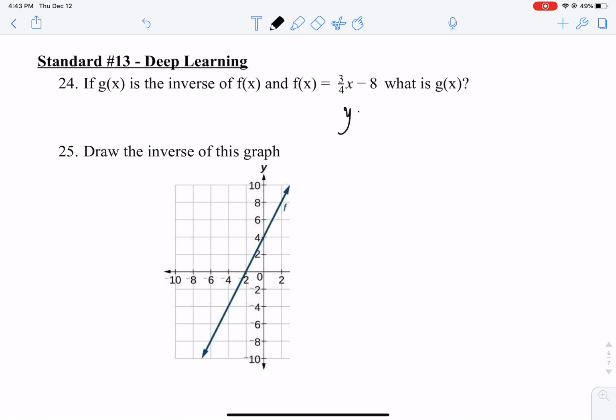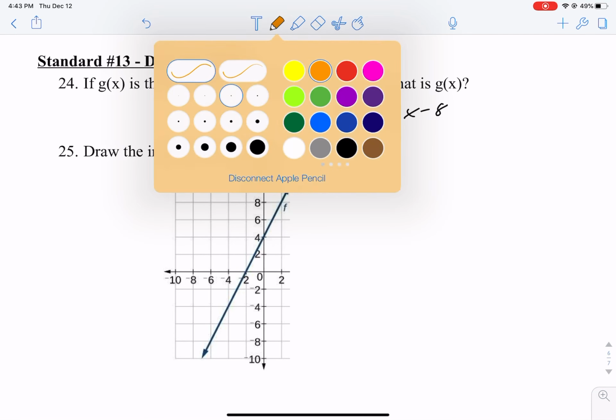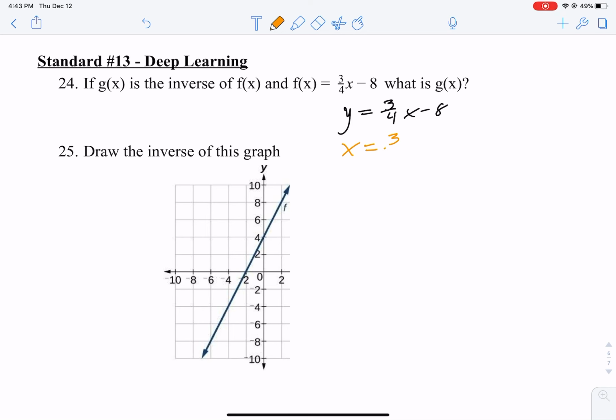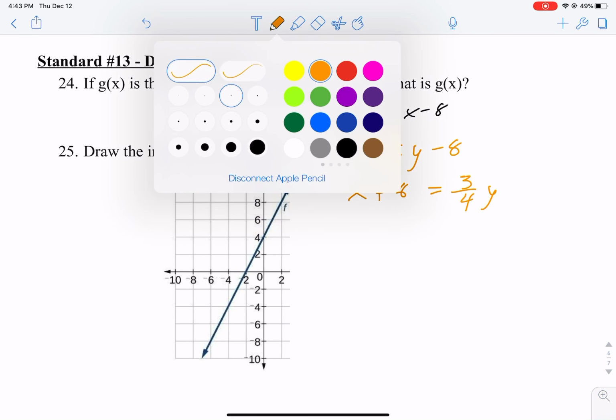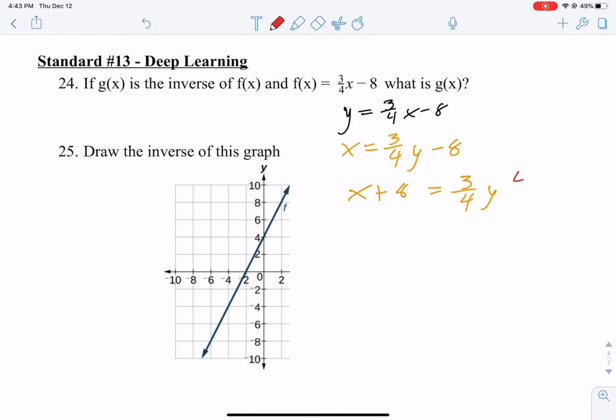So we do y equals 3/4 x minus 8. We switch x and y. And now we solve for y. So we add 8, x plus 8. And we multiply by 4/3, the reciprocal. We don't forget to put parentheses around that. That way we multiply the whole side by 4/3.